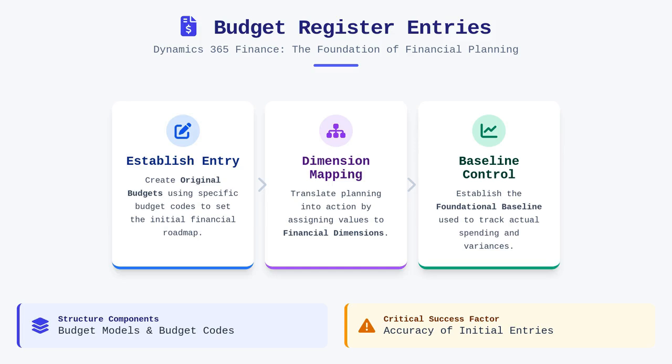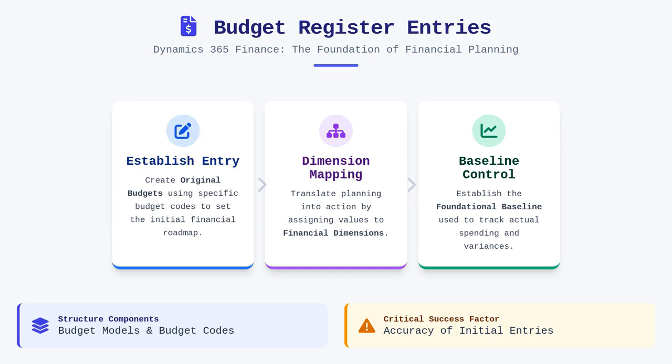In Dynamics 365 Finance, budget register entries act as the primary mechanism for managing financial plans. When you need to establish an initial budget balance, you create a budget register entry with a specific budget code designated for original budgets. This process is not merely a static input. It captures the intended financial roadmap for a legal entity.